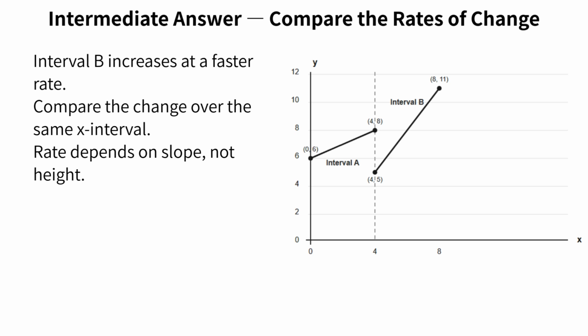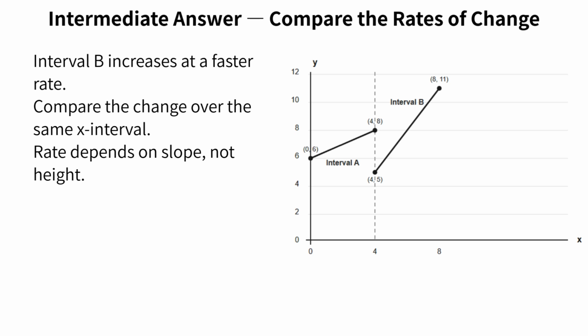What we are judging here is rate of change, not position. So we need to ignore height and focus on how quickly the graph is rising. To do that, compare the change in y over the same change in x. Look at interval A first. Over this x interval, the graph rises only a little. It increases, but slowly. Now look at interval B.